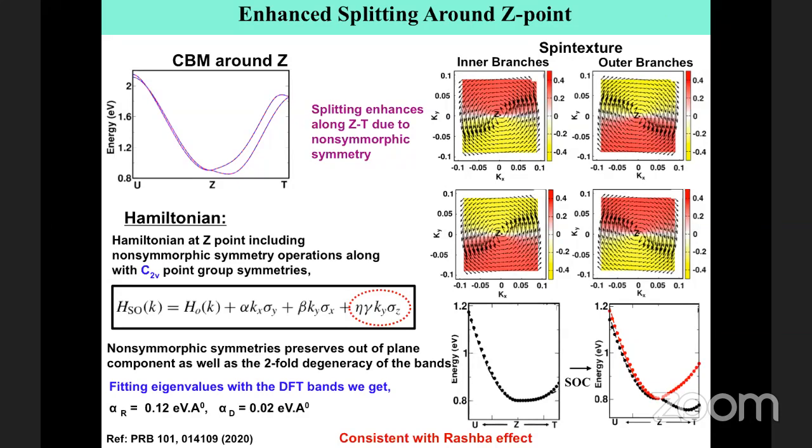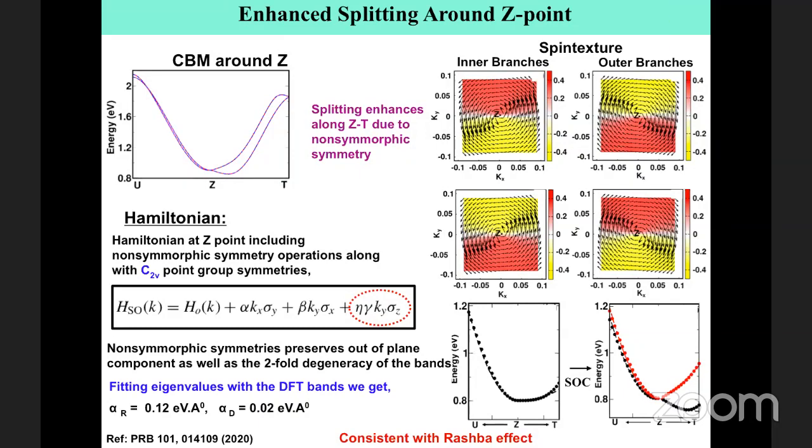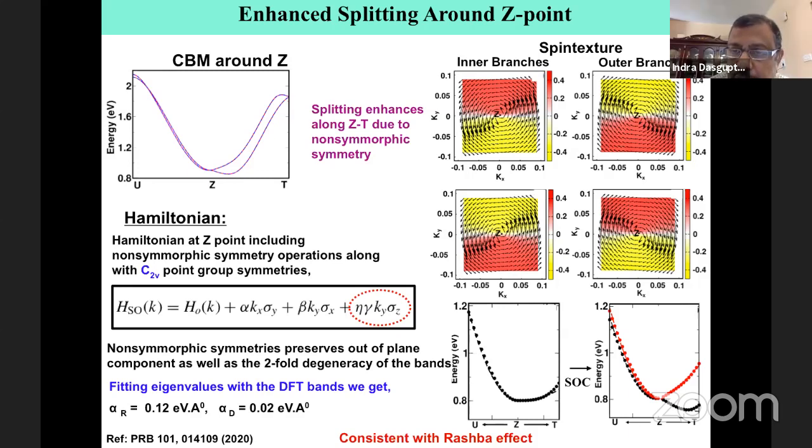Okay, why I'm asking this question is that a couple of years ago, we published one paper on iridium bismuth selenide. There we showed that it shows 100% spin polarization. But once you break time reversal invariance, the bands will split anyway, so you don't require any Rashba effect or Dresselhaus effect or this kind of effect.